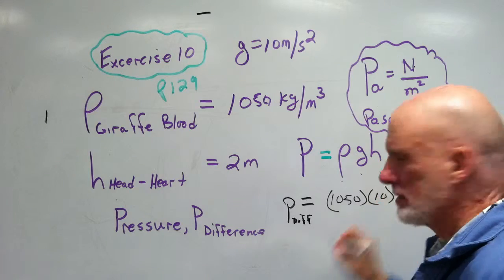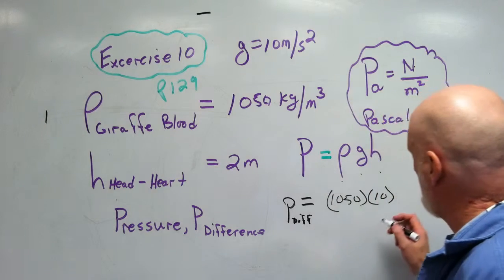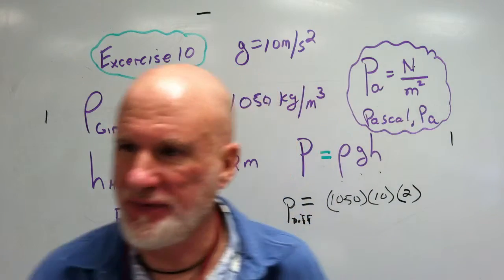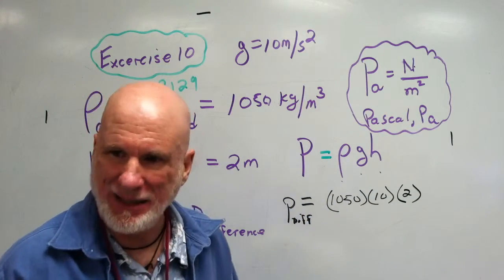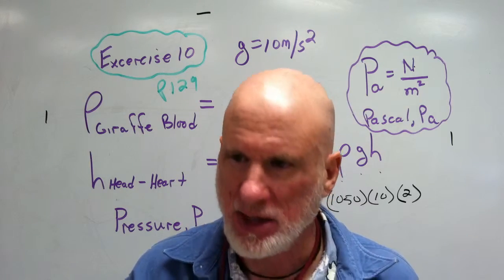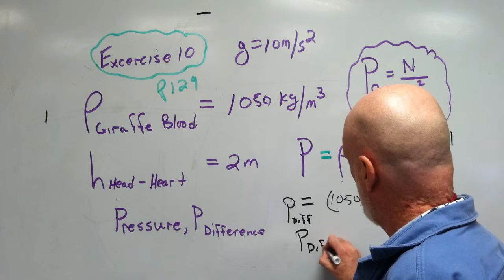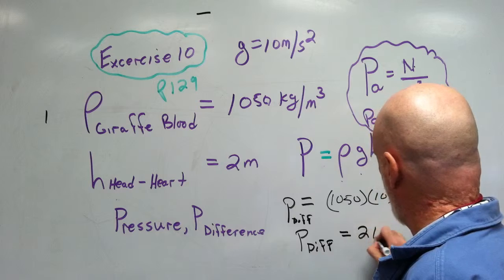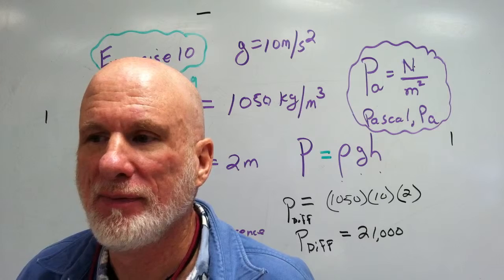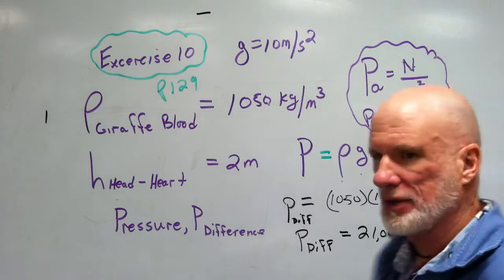So it's going to be 1,050 times 10, and then times 2. You get that? 1,050 times 10 times 2. 1,050 times 10, 21,000. So P difference equals 21,000 what? Pascals, right? 21,000 pascals. Clear?